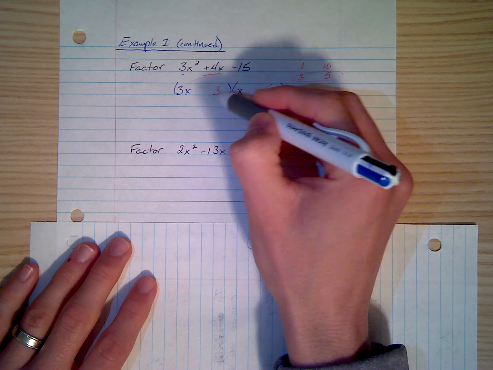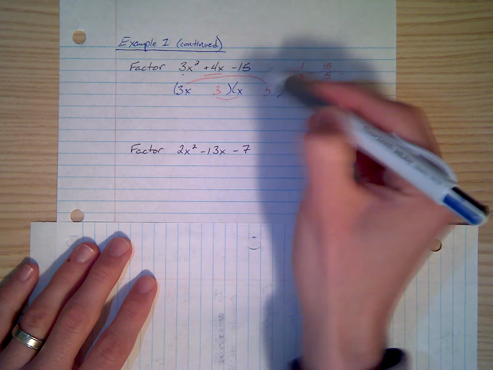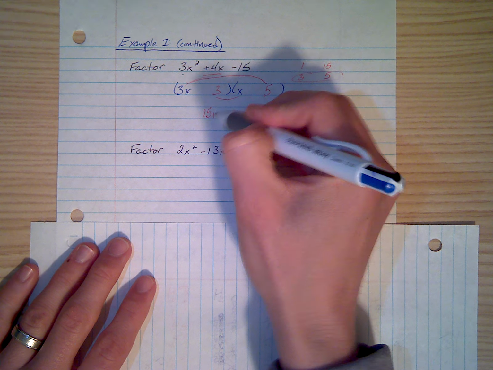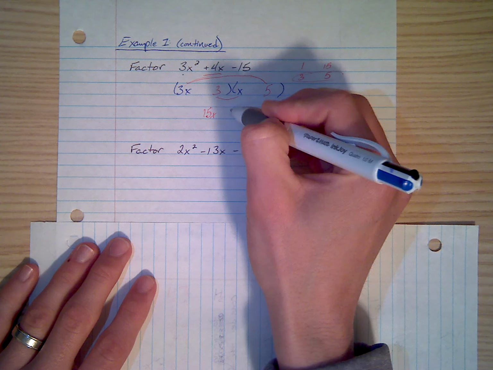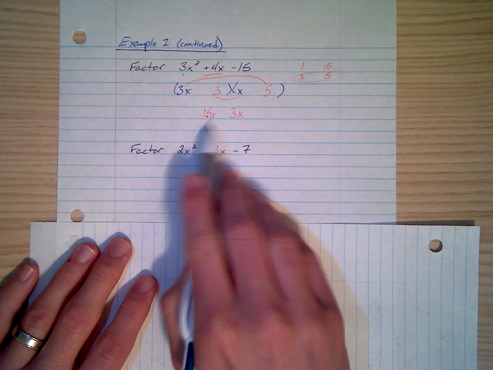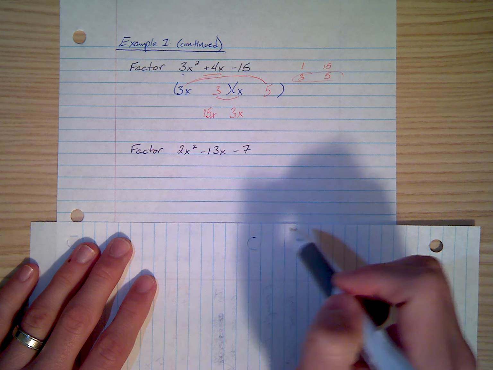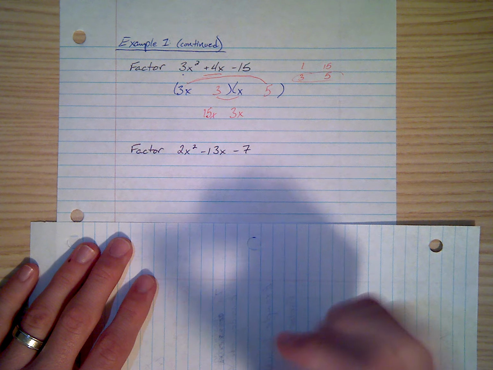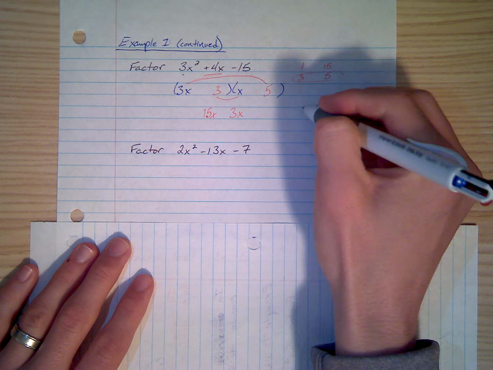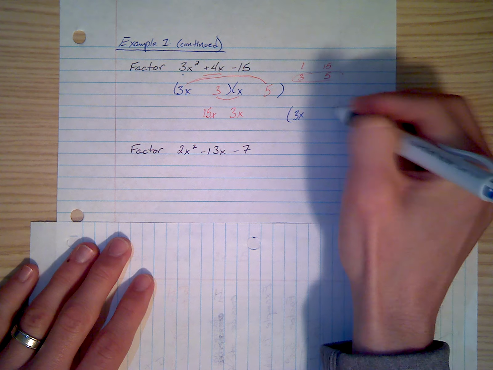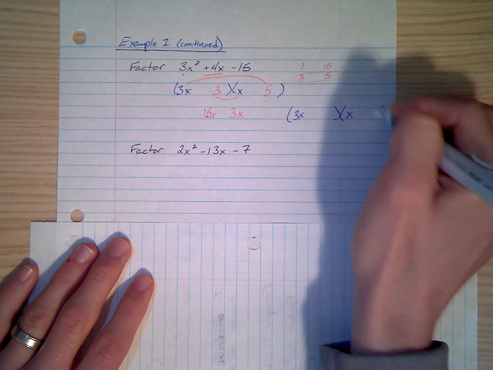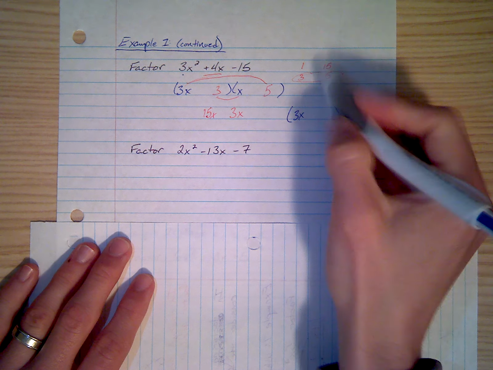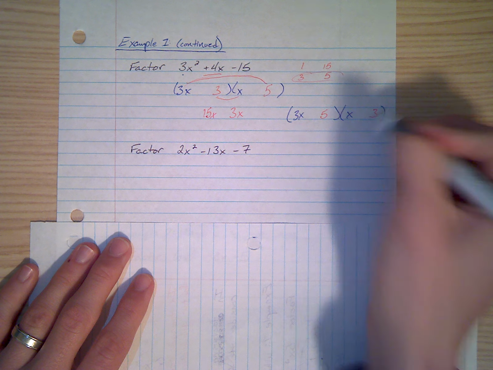If I multiply these out, again, the 3x times the 5 gives me the 15x. 3 times x is 3x. I can't combine these to make a 4. So I can't have the 3 and the 5 there. But if I start over, 3x and x. Let's try the 5 here and the 3 here.